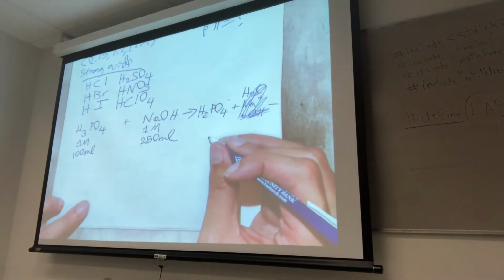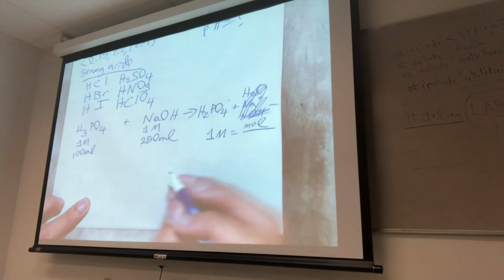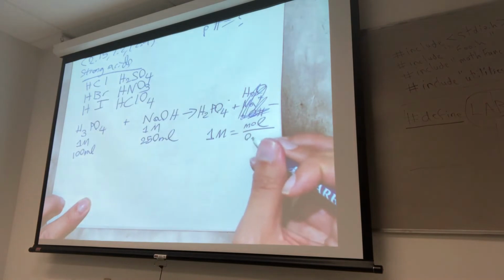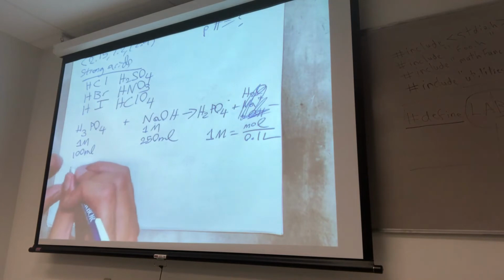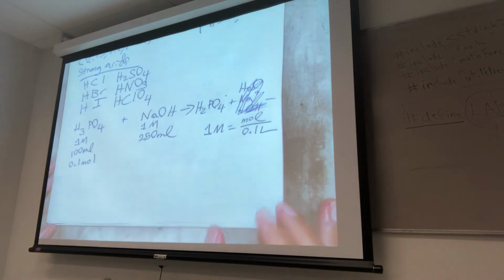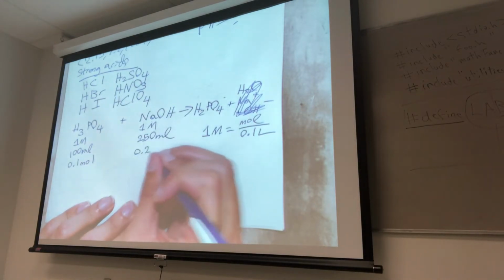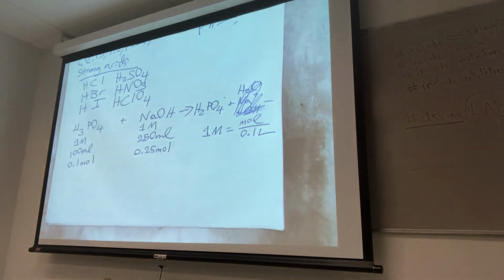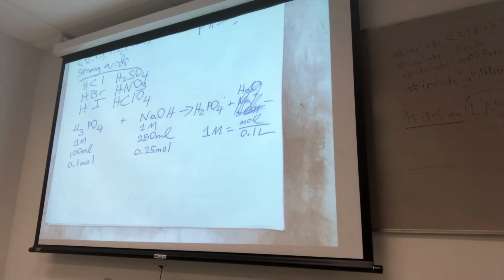Well, remember that molarity is equal to moles per liter. So 100 milliliters is 0.1 liters. You do the math here, you find out you have 0.1 moles of H3PO4. You do the same thing over here, you find out you have 0.25 moles of NaOH. Just do 1 molar equals X moles over 0.25 liters. You end up with 0.25 moles there. Now you're allowed to do stoichiometry.